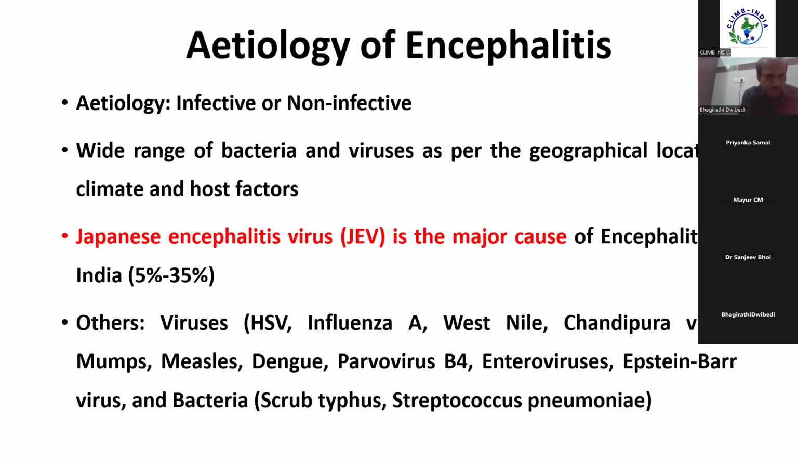But if you look into endemic viral infections, such as scattered cases of hospital admissions, they mostly account for HSV or influenza, or it can be West Nile, Chandipura, dengue, measles, other enteroviruses. These viruses can come up as the second alternative, mostly in sporadic settings.